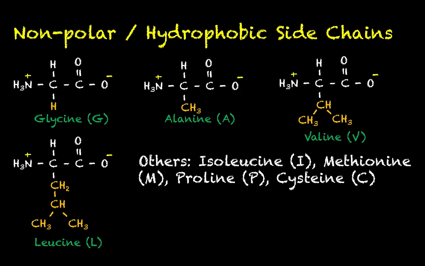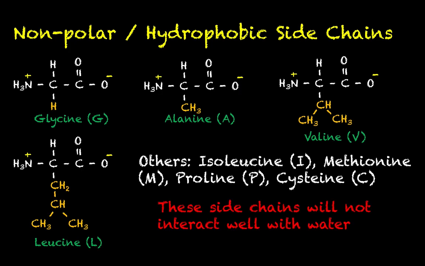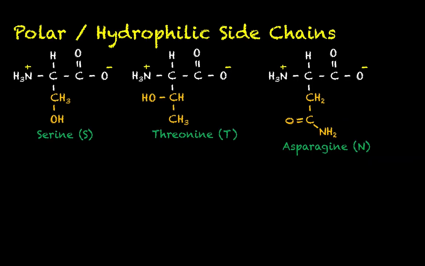So these are not the only 4 nonpolar side chains. Some other examples are isoleucine, methionine, proline, and cysteine. But the main takeaway is that these side chains, as the protein folds, are not going to interact well with water, so they will want to steer clear of any water-rich areas.